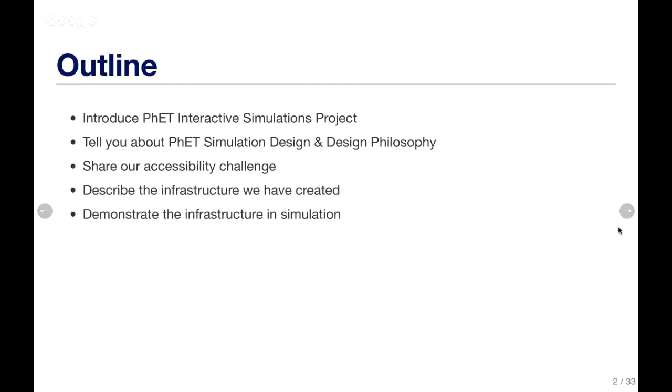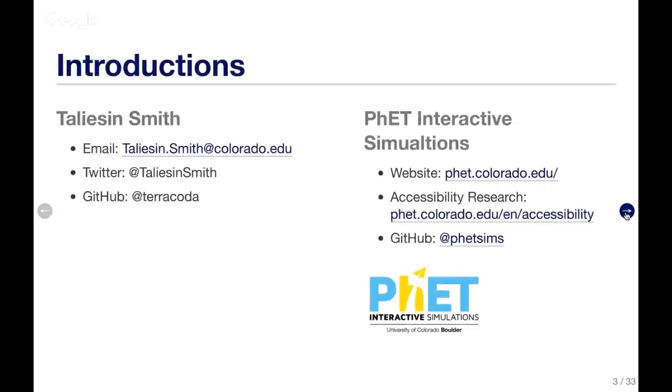So I will demonstrate the infrastructure so you can see how it works in a simulation. Introductions. I'm Taliesin. You can find me on Twitter at Taliesin Smith, and I work at the FET Interactive Simulations Project. We have an accessibility page at fet.colorado.edu/en/accessibility. The FET website is fet.colorado.edu, and all of FET's code is open source and on GitHub. So if you're interested in more of the code, you can go on GitHub and follow at FETSIMS.